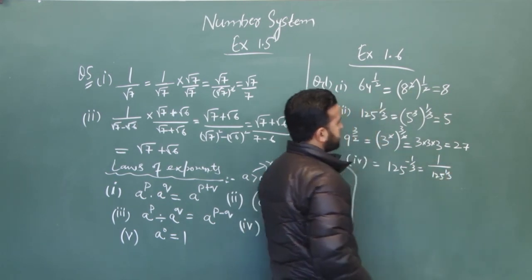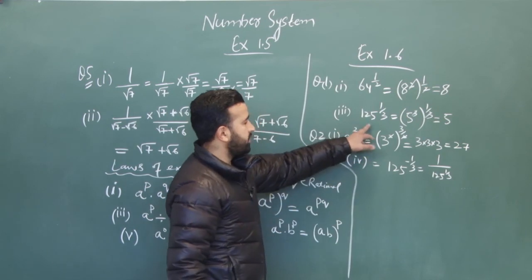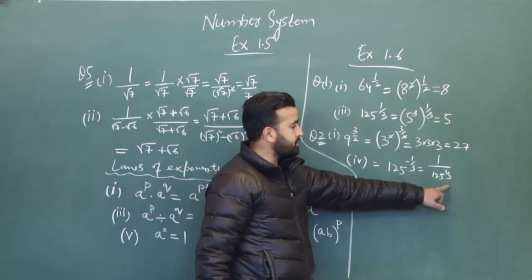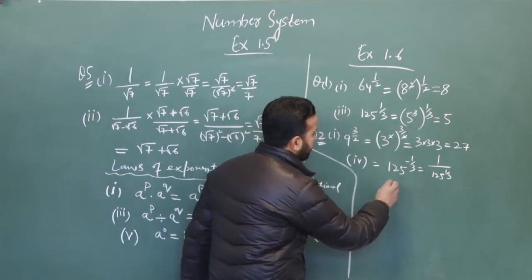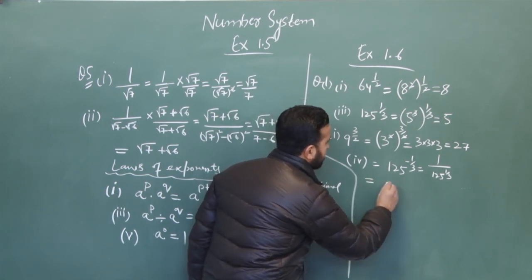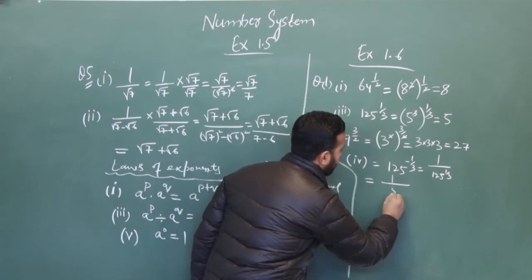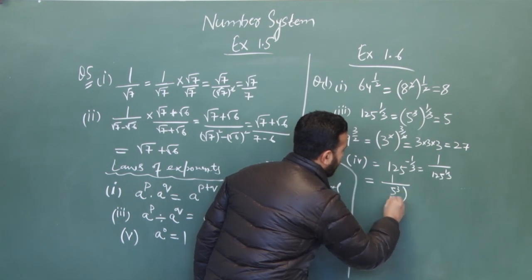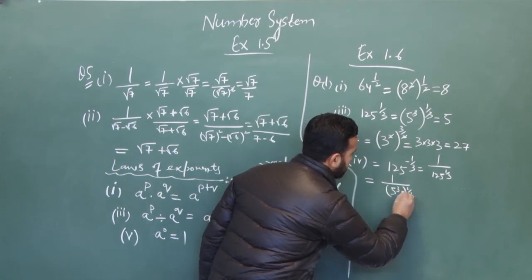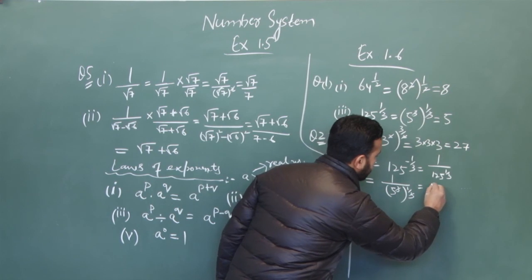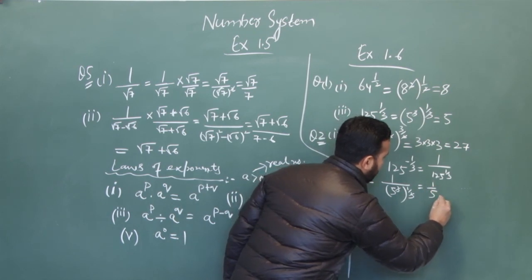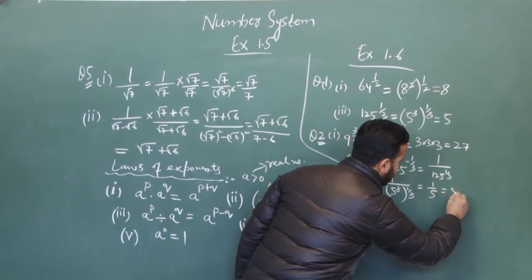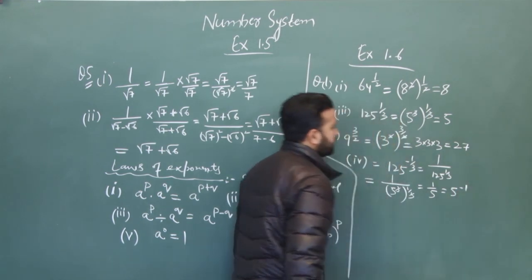Now again the situation arises of this form: 125 raised to the power 1 by 3. So we can further write it like this. It can be 1 divided by 5 raised power 3 whole raised power 1 by 3. 3 and 3 we can cancel, so this can be written as 1 by 5. Or this can be further changed like this: 5 raised power minus 1 as well.